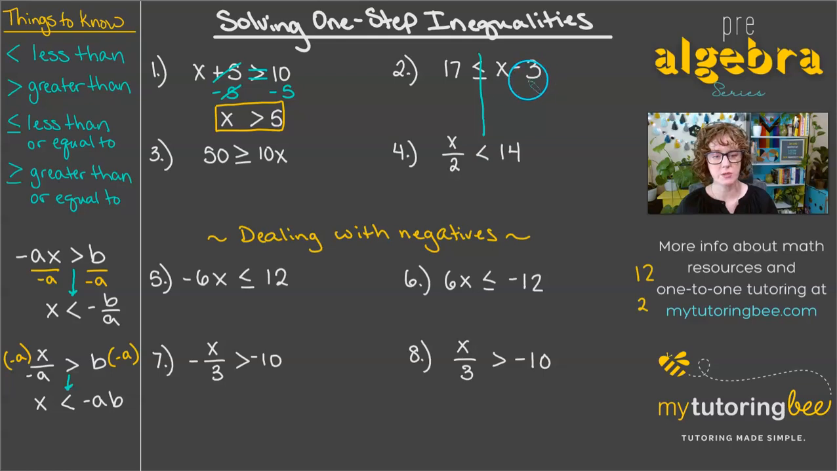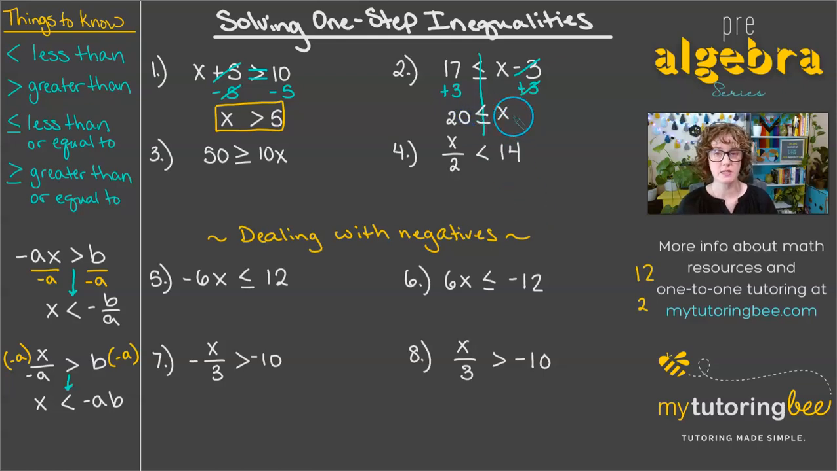And now we're going to get rid of anything that is over on the right-hand side since x is over here on the right. So we need to get rid of that minus 3 by adding 3. So we're going to add 3 to both sides. That's going to cancel that out there. And then we've got x. We're going to keep that inequality symbol, less than or equal to. 17 plus 3 is 20.